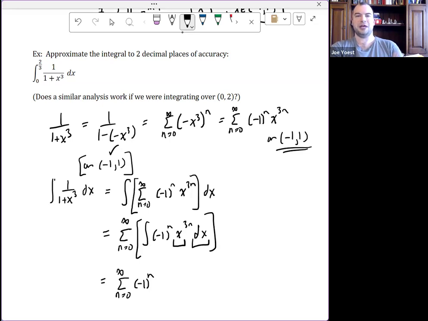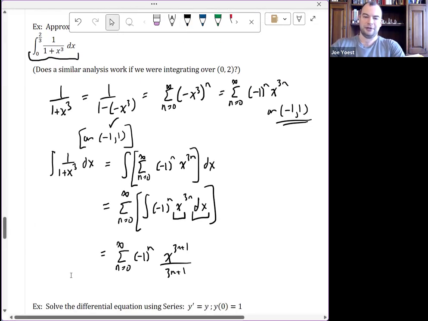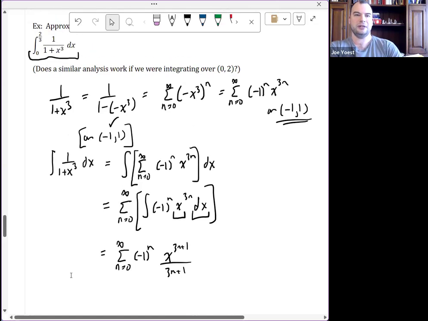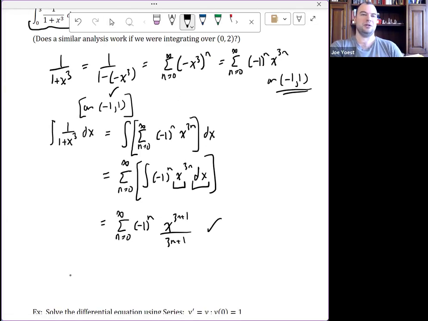This is just a power function. It's just x to some power. I add 1 to the power. I divide by the new power. I should also add maybe a plus c in here if I wanted to be careful, but I'm not really going to worry about that because I know that my goal is eventually to use this for a definite integral. So I just need an indefinite integral or an antiderivative. I don't need the most general one. So I'm satisfied with this, just picking c equals 0.